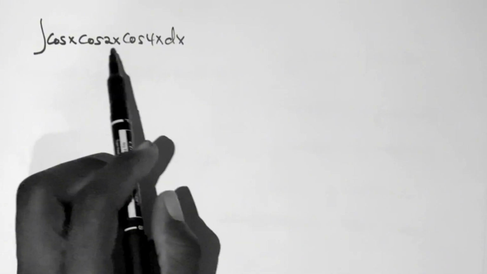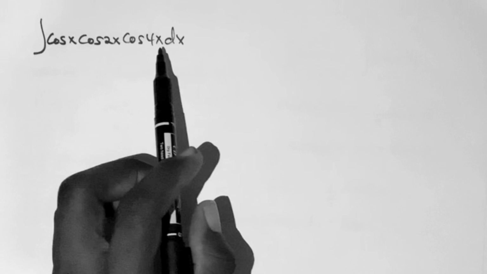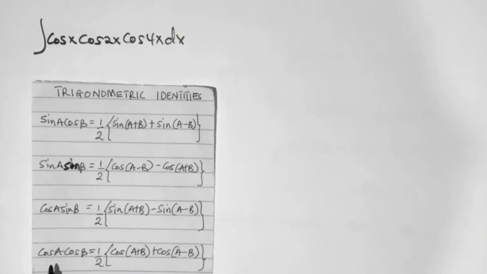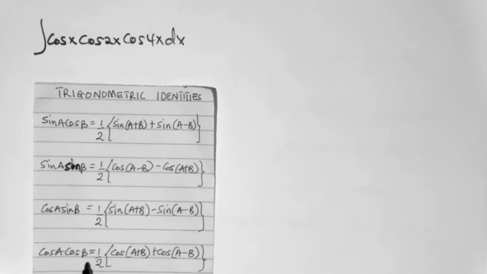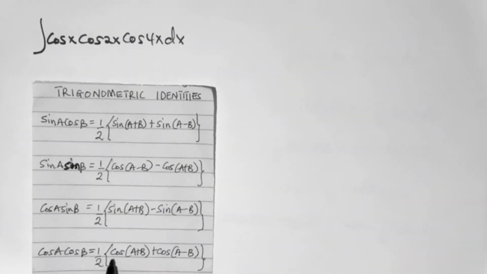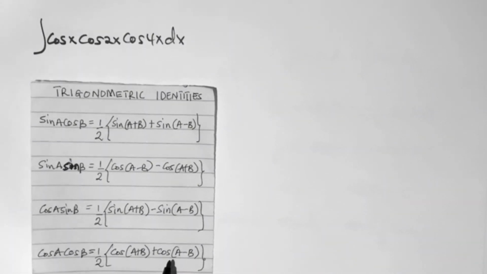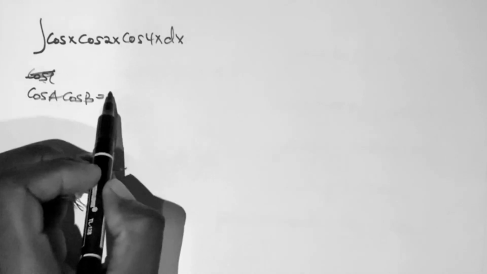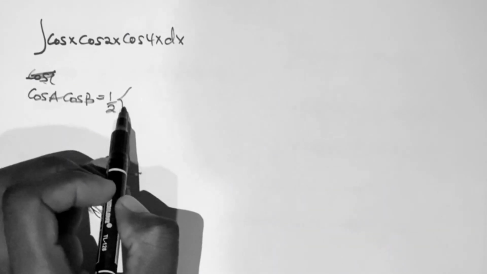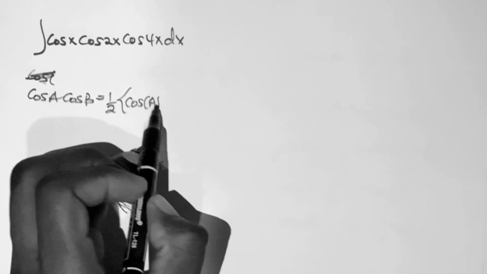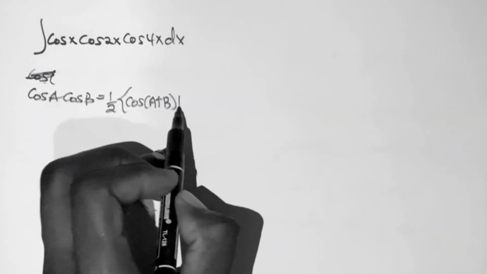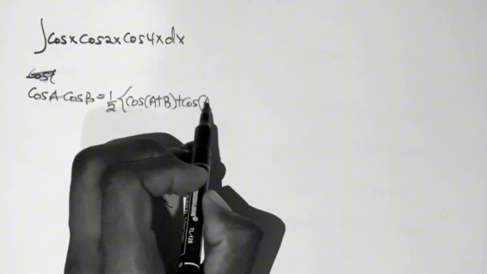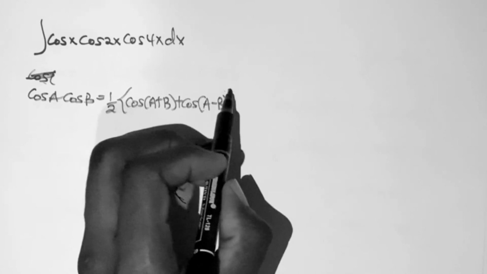So we have another question here, which is the integral of cos x cos 2x cos 4x dx. You see that the integral is of the form cos a cos b, and cos a cos b is half of, into bracket, cos a plus b, plus cos a minus b, bracket close.